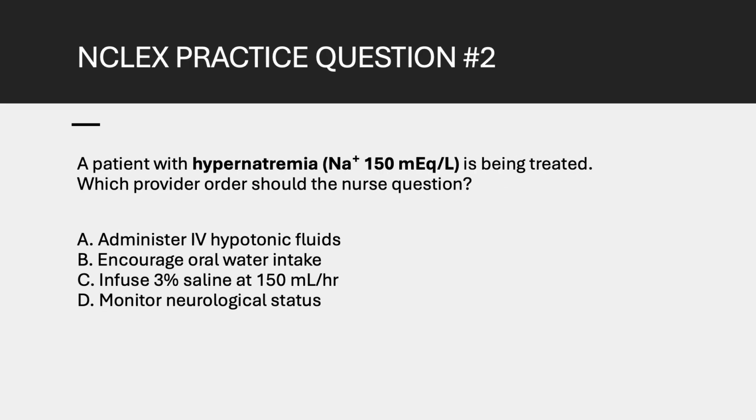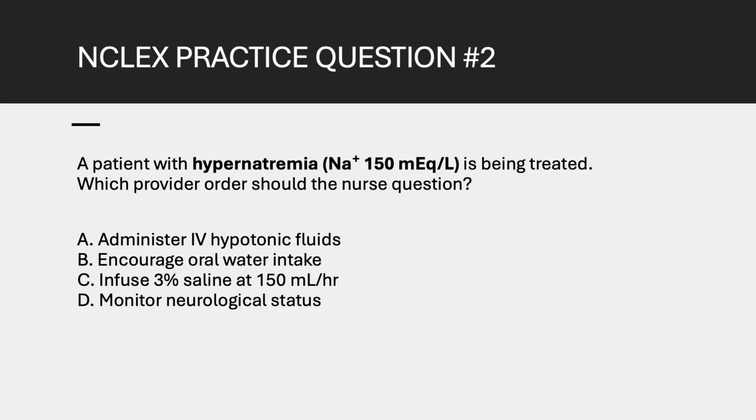Question number 2. A patient with hypernatremia, a sodium level of 150, is being treated. Which provider order should the nurse question? Go ahead and pause the video and think about your answer choice. Will it be A, administer IV hypotonic fluids, B, encourage oral water intake, C, infuse 3% saline at a 150 ml per hour rate, or D, monitor neurological status?